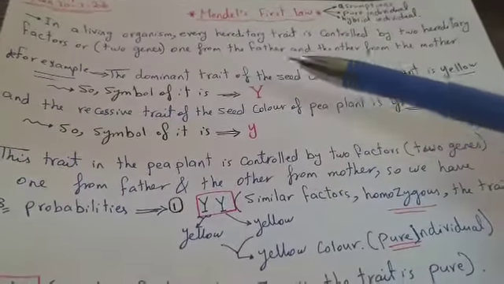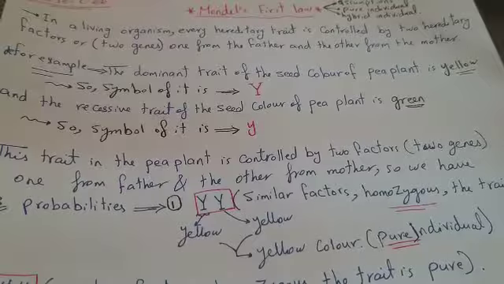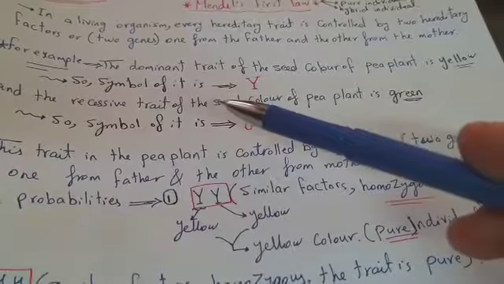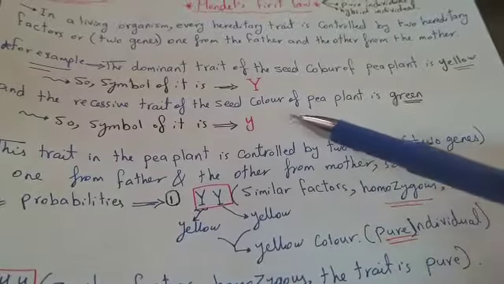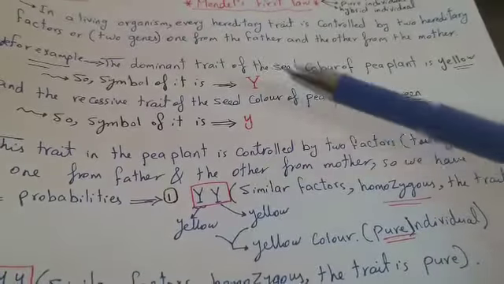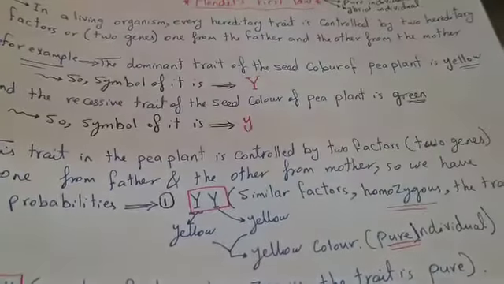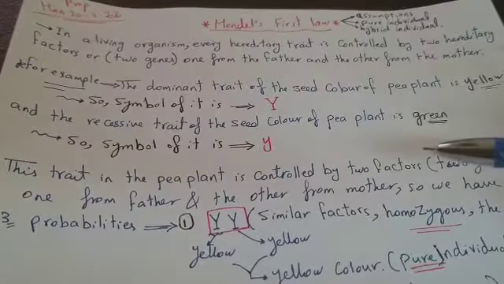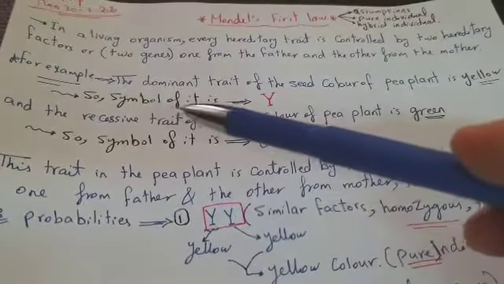For example, the dominant trait of the seed color of the pea plant is yellow. We know this from Mendel's experiment on the seed color of the pea plant. So the symbol of it will be Y capital. And the recessive trait of seed color of the pea plant is green, so the symbol of it will be Y small. You remember dominant and recessive. Dominant means the trait that appears in all individuals of the first generation, and the recessive trait is the trait that disappears completely in the first generation.